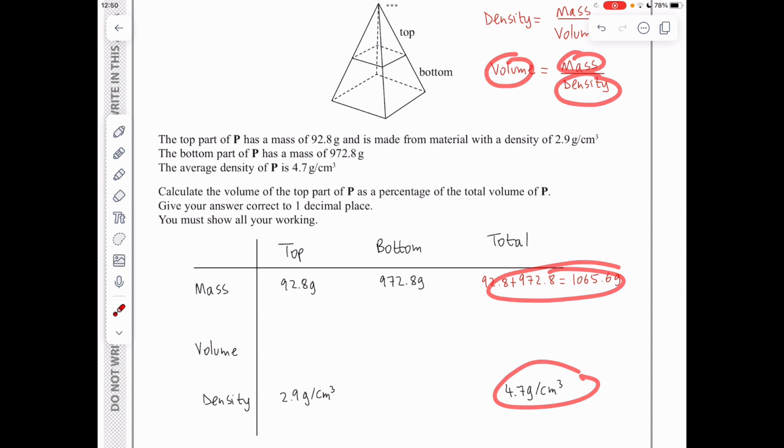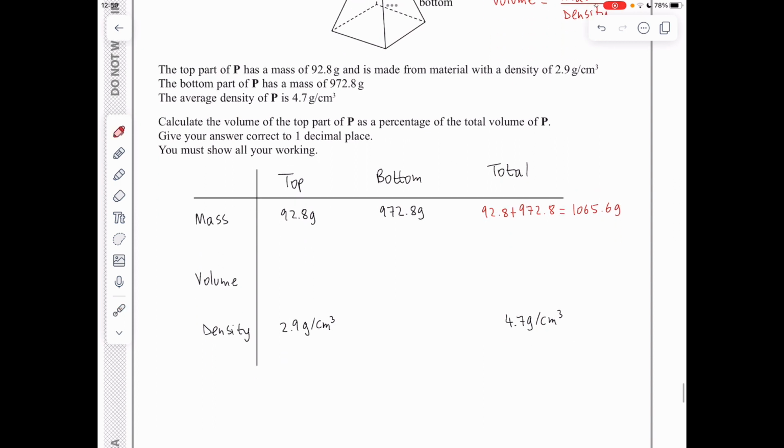And now, because I've got the mass and the density, if I do mass over density, I'll be finding the volume. So for the total, I will do 1065.6 divided by 4.7, and this gives an answer of 226.723 cubic centimeters. That is the total volume of the pyramid.